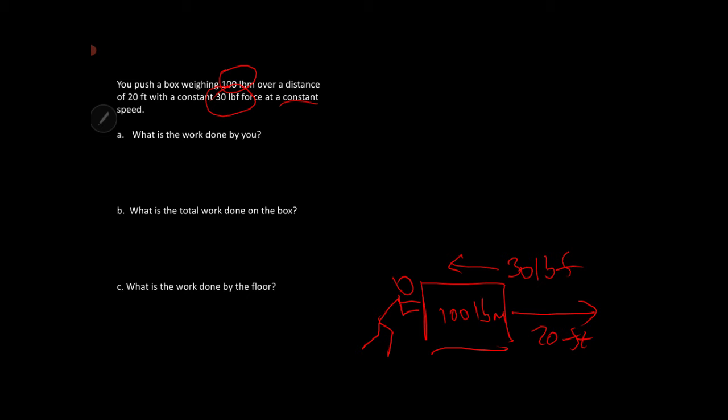Okay, so now that's the force that you're pushing with. So that's 30 pounds here. Okay, so first we want to figure out how much work you do, right? So that's the work done by you, and that's going to have to be equal to the force times the distance, right? This is just the work done by you, so we've already got that.